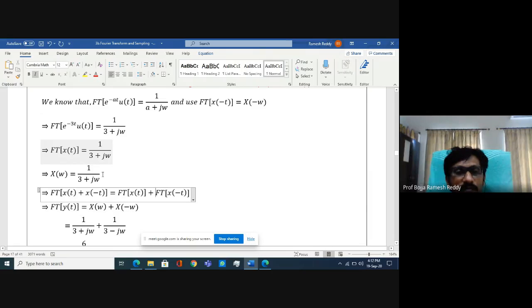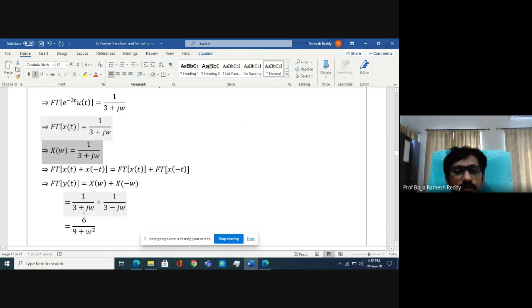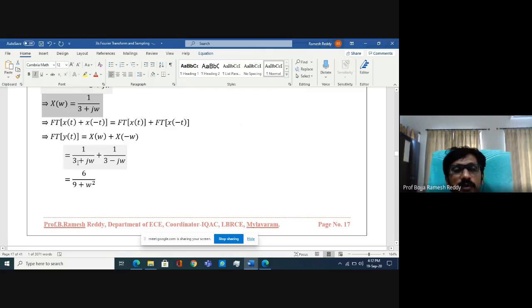What is the Fourier transform of x of t? That is x of omega, 1 by 3 plus j omega. Substitute here: 1 by 3 plus j omega plus, the second part, x of minus omega. Simply replace omega with minus omega: 1 by 3 minus j omega. Take the LCM, the product of these two. The numerator is 6, divided by a plus b into a minus b, that is 3 squared minus j omega whole squared. Here j omega whole squared is minus omega squared, minus of minus is plus. So 6 by 9 plus omega squared.